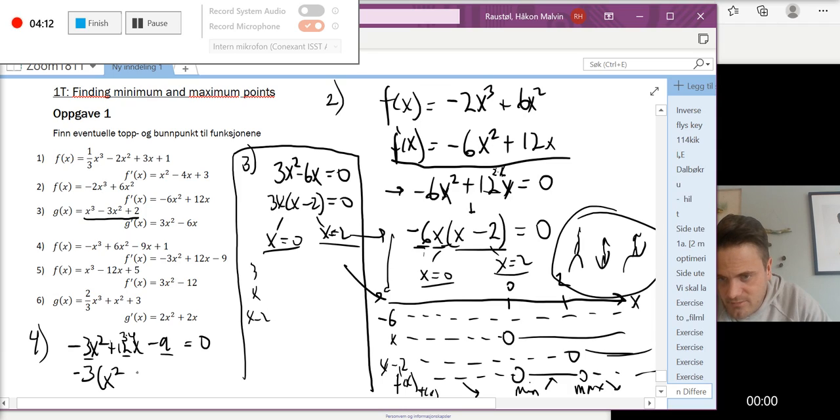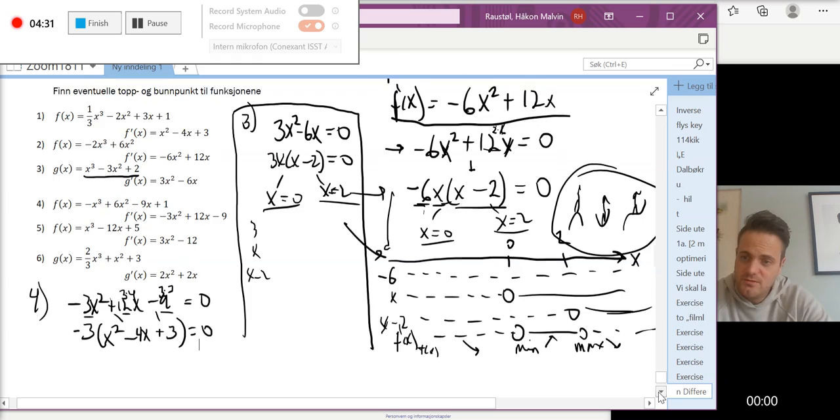So I just have 4x left here. This is 3 times 3, so I have 3 left here. And remember, if I put minus outside the bracket, I have to change sign here. So it's minus here and plus here. Just multiply in to see that this is correct. Equals to 0, like that.